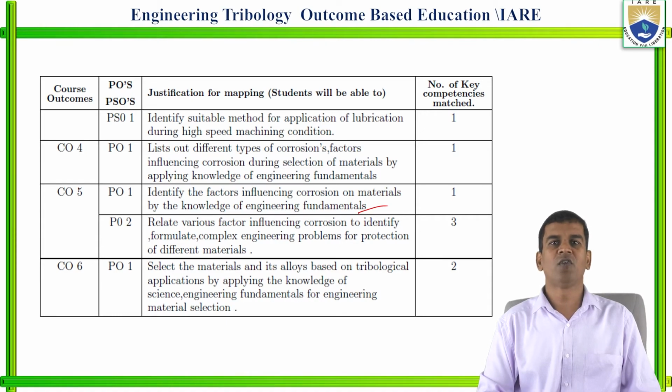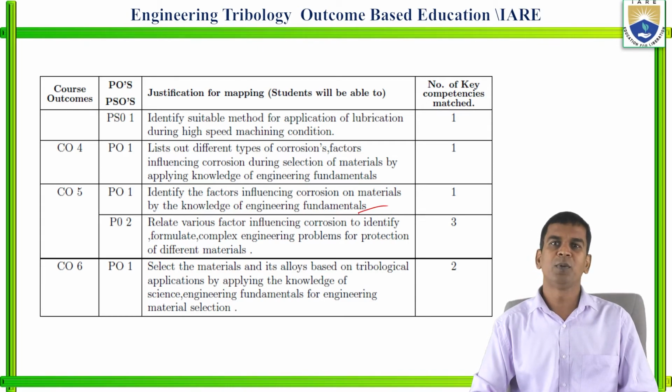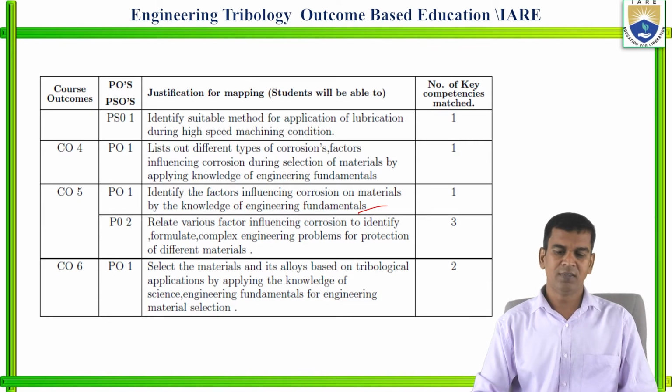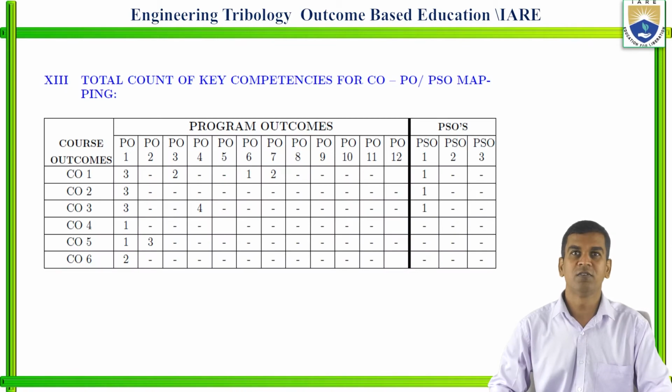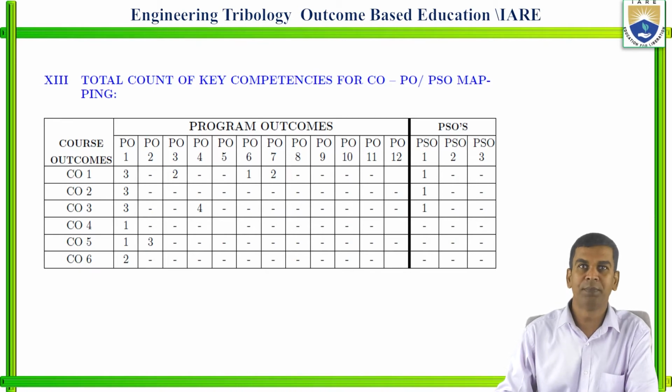And CO6 is mapped to PO1, which is to select material based on tribological application by applying the knowledge of science and engineering fundamentals for engineering material. Here key competencies are two: applying the engineering knowledge and the engineering fundamentals for engineering materials. This is how the program outcomes are justified with the help of COs and key competencies. Next is the total count of key competencies for CO, PO and PSO mappings.